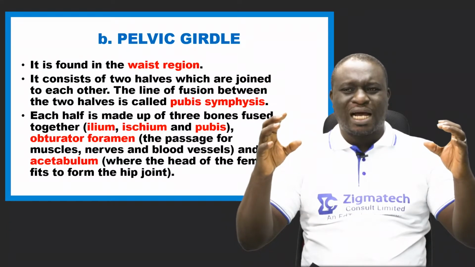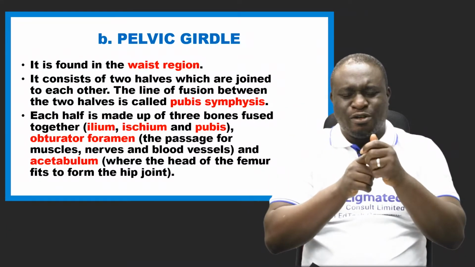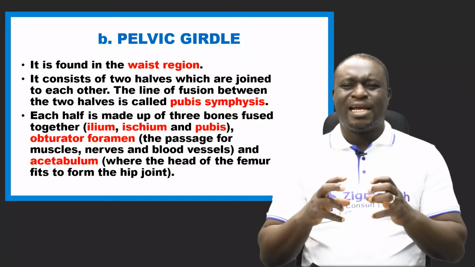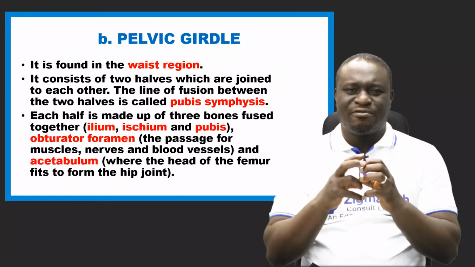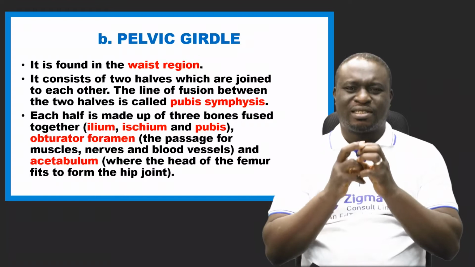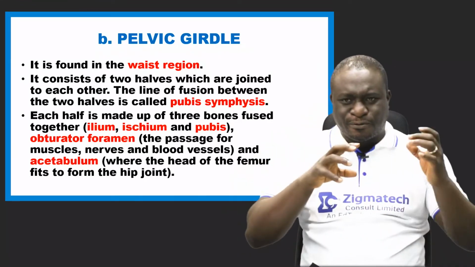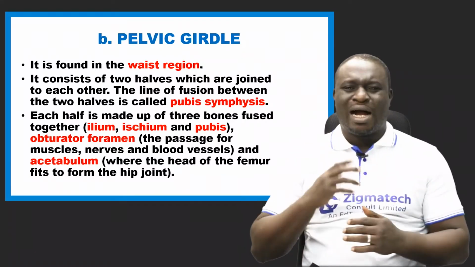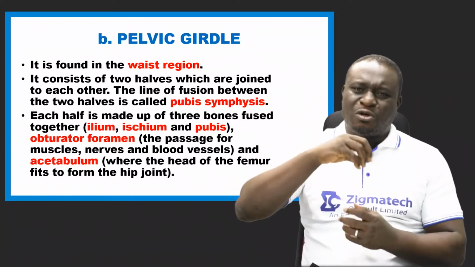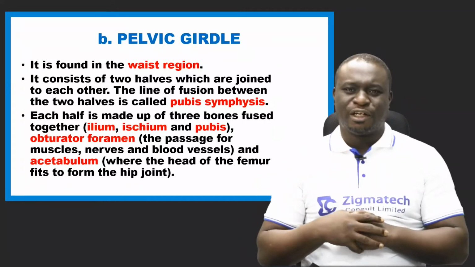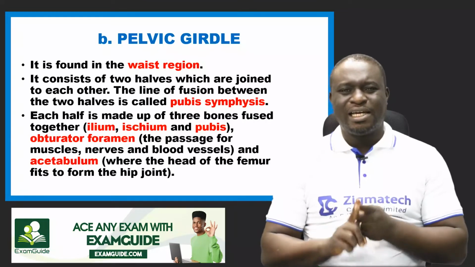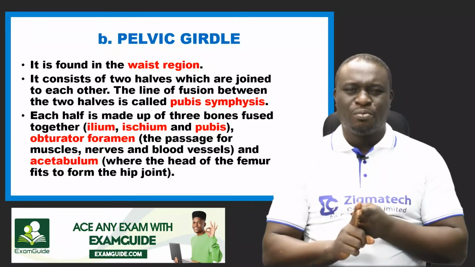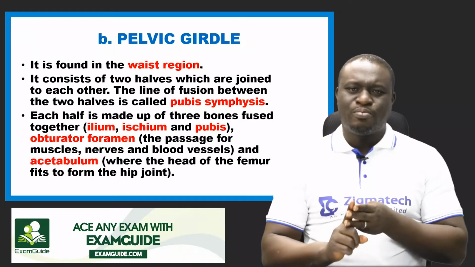And these two halves are united by a line. You'll find that there is a line that fuses these two halves together. That line is called the line of pubis symphysis. Now, each half of the pelvic girdle consists of several parts. We have about 3 bones found in each half of the pelvic girdle. These bones are the ilium, the ischium, and the pubis. I repeat, the ilium, the ischium, and the pubis.